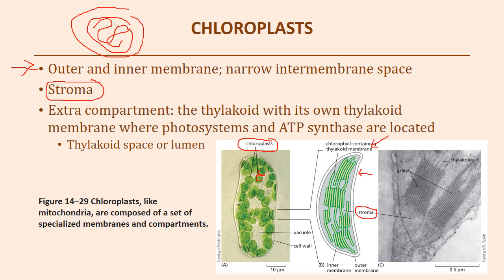It has a stack of flattened disc-like structures that we call thylakoid. And these thylakoids, as I said, are going to look like little stacks. You can see it on the picture right over here. They are going to layer on top of each other, and they're going to be able to connect their inner workings with each other, and therefore they'll have this area called a thylakoid space.